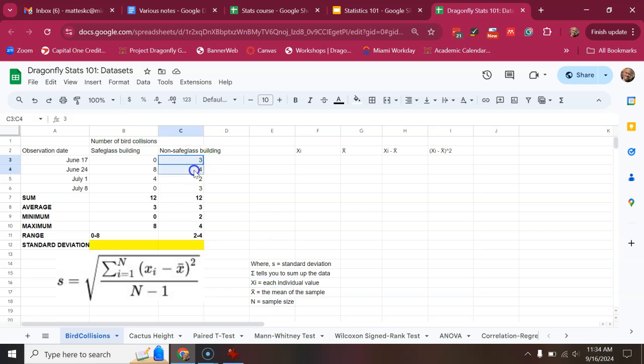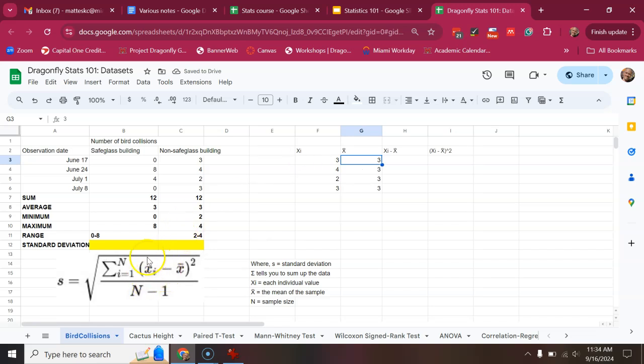So let's take the non-safe glass building data set and we will just copy that. So Control C if you're on a PC. I believe it'll be Command C if you're on a Mac. And you copy in that data set. So each of these is the x sub i's. The mean of this data set, the average, is 3. So we can just put 3 in for all of those.